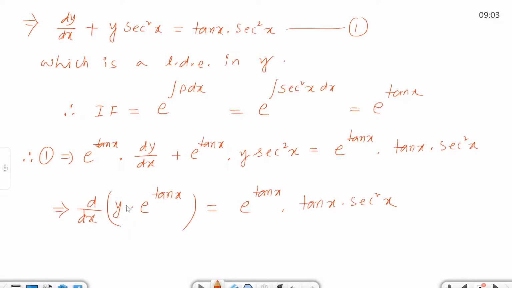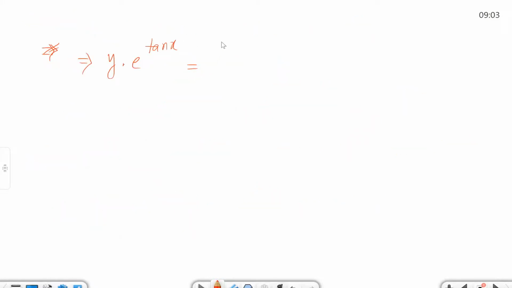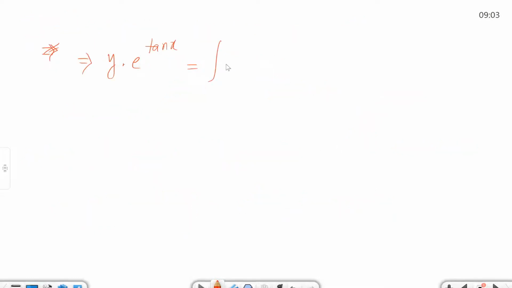The previous line is d/dx of y into e to the power 10x. So y into e to the power 10x is the left-hand side, and on the right-hand side it is equal to the integration of e to the power 10x into sec square x. So e to the power 10x into sec square x dx, and obviously we must have a constant of integration c. Now this is our expression. Now just to complete the integral on the right-hand side.